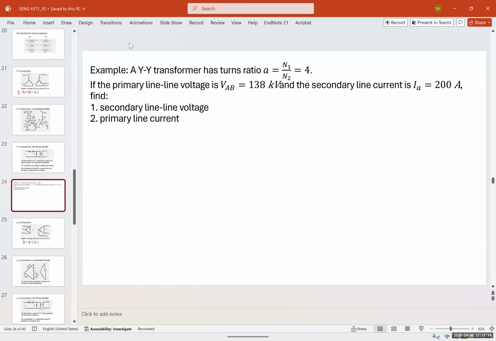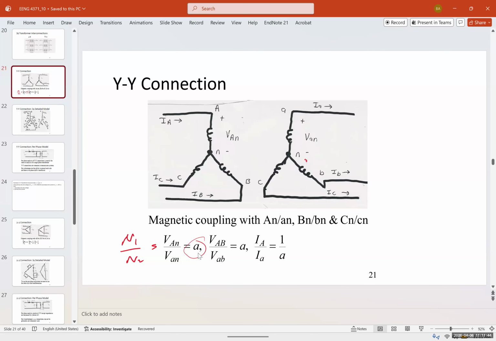First, we want to find the secondary line voltage and the primary line current. Pretty simple, exactly like the single phase that we had, but this one is a three-phase. The equation that you can use is the one we have here: VAN over Van is A, VAB over Vab is A, and IA over Ia is 1 over A. If you wrote this down, I can go back to the question so you can.